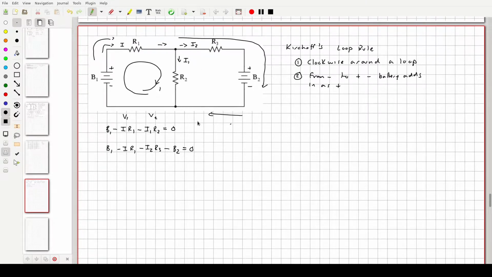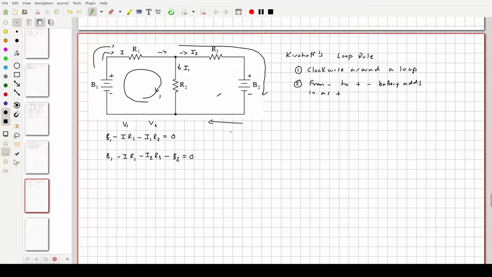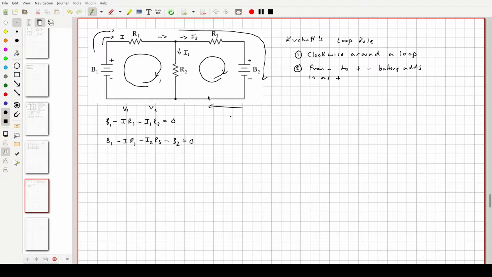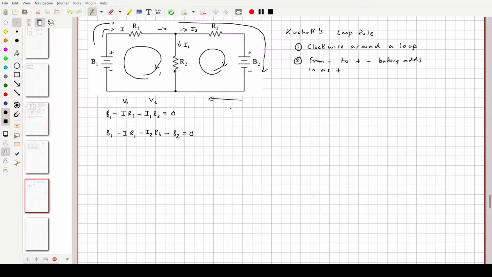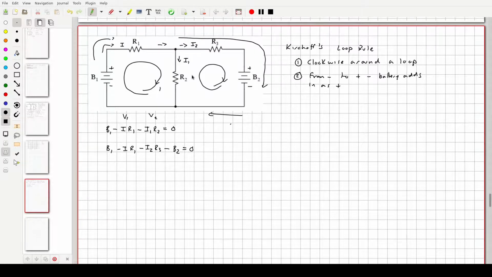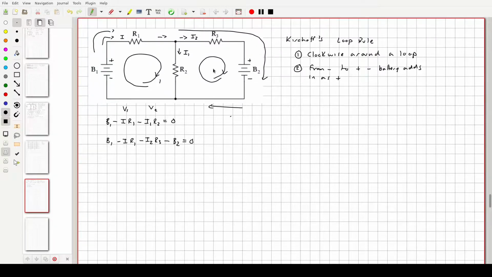Now, you can get a third equation by looking at this loop right here. Like I said, there are 3 loops that I can see here. You may or may not need it. Since we have 3 currents that we need to find, it'd probably be useful to have 3 equations. So we'll go around this way.